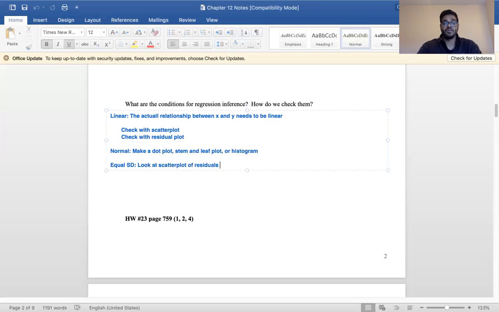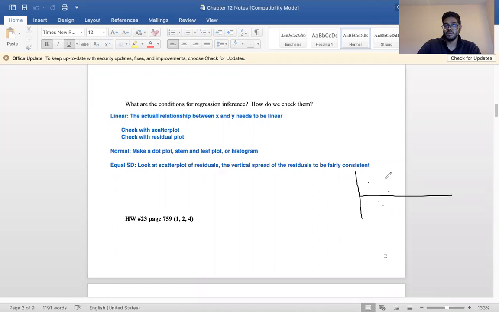But look at the residuals. You want the vertical spread of the residuals to be fairly consistent. So we've talked about this before, but what this is saying is that when you look at your residual plot, you're going to have something like this, right? And what you want to see is they're all kind of evenly spread out above and below, right? Something like this. This is good, okay?